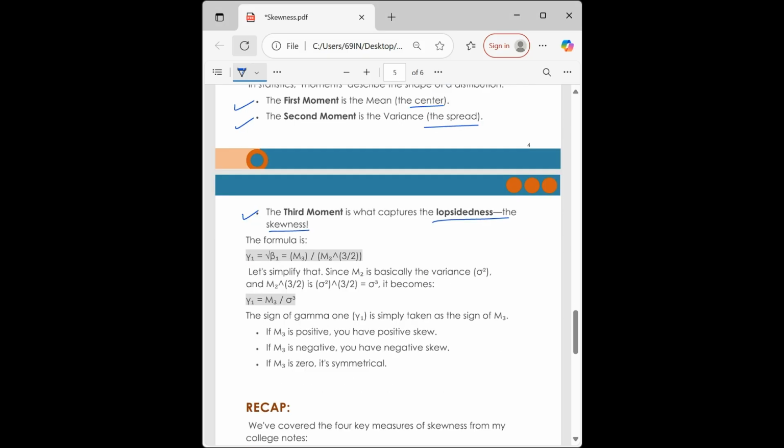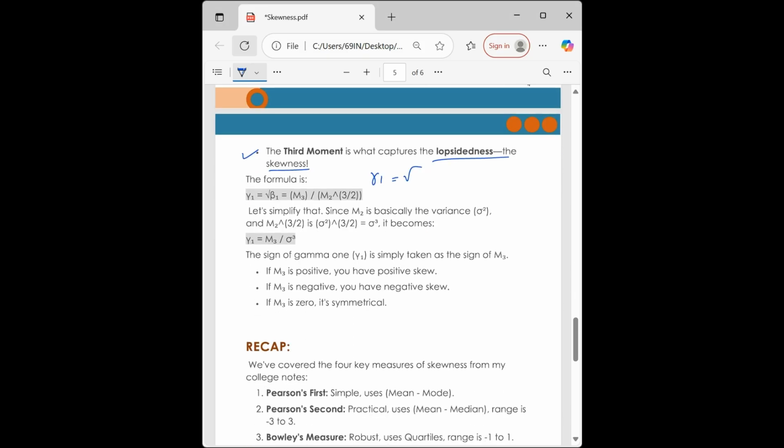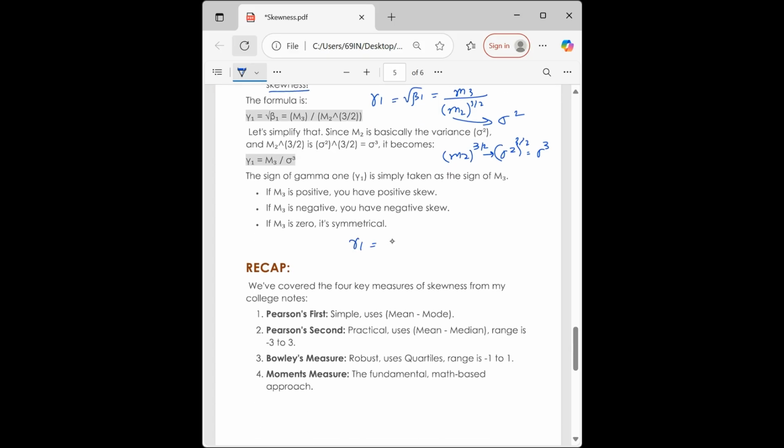Alright, the formula is what? The formula is gamma 1 is equal to root beta 1, which is equal to m3 by m2 to the power 3 by 2. Okay, now let's simplify that. Since m2 is basically the variance, sigma square, m2 to the power 3 by 2 is sigma square to the power 3 by 2, which is sigma cube. It becomes gamma 1 is equal to m3 by sigma cube. The sign of gamma 1 is simply taken as the sign of m3.